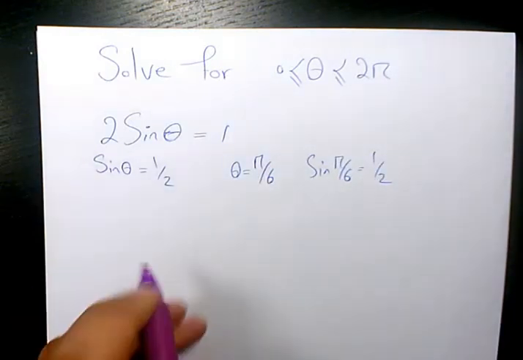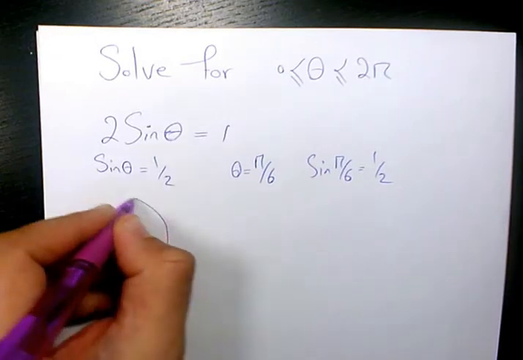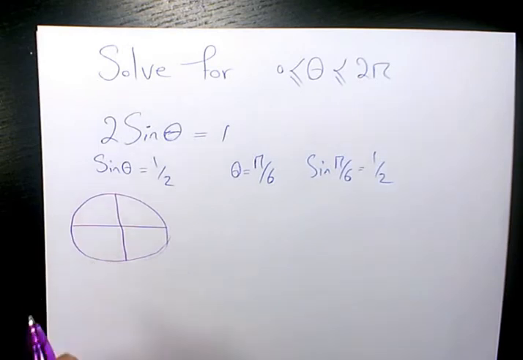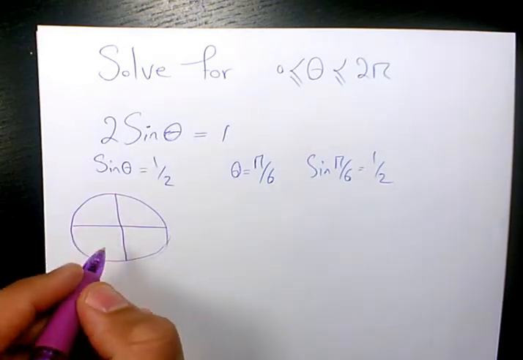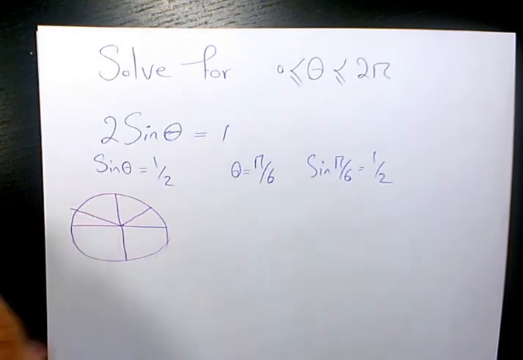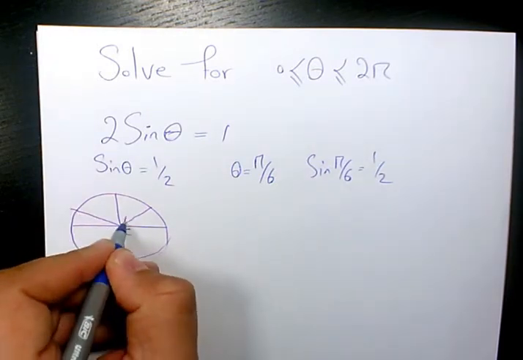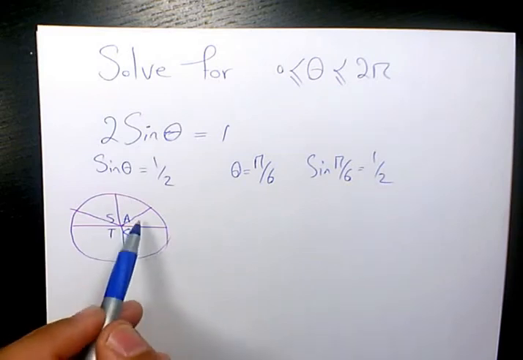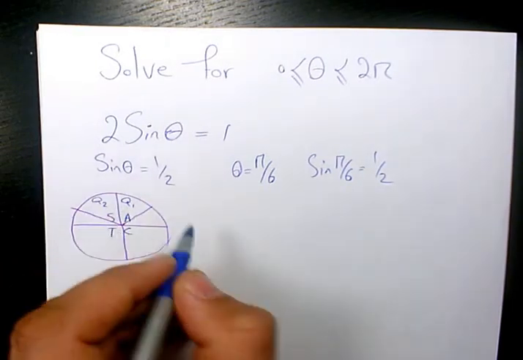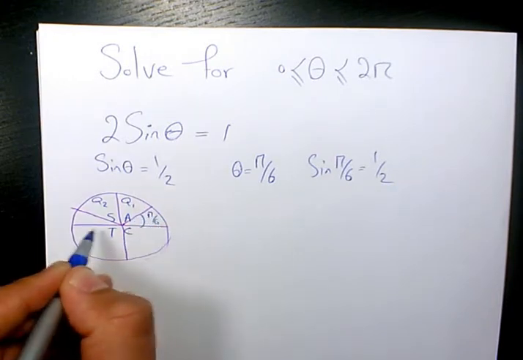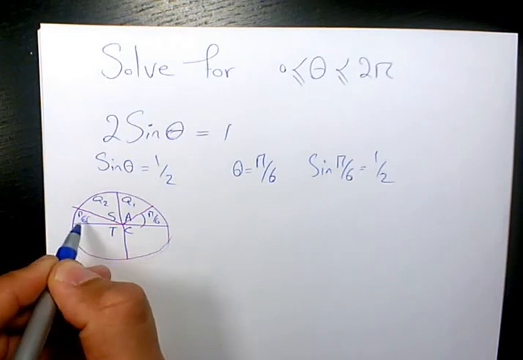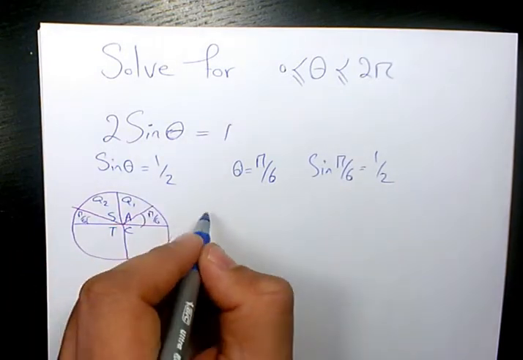But we need to have another answer as well. So we have these two. Why? Because based on the CAST rule, we have quadrant 1 and quadrant 2 to be positive. So one answer is going to be pi over 6, the other answer is going to be pi minus pi over 6. This one is pi over 6, so it's going to be pi minus pi over 6.